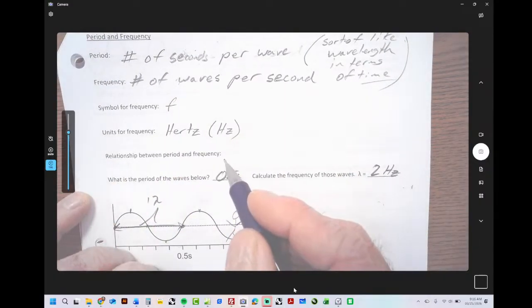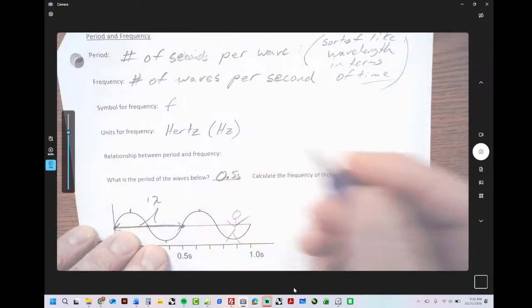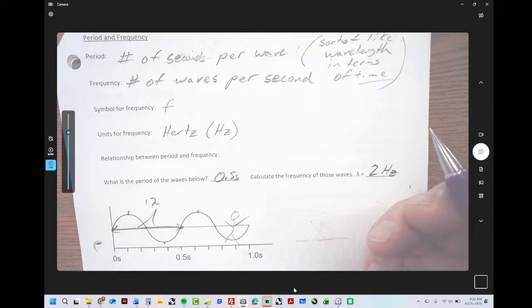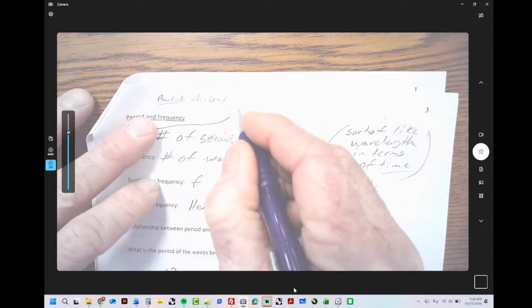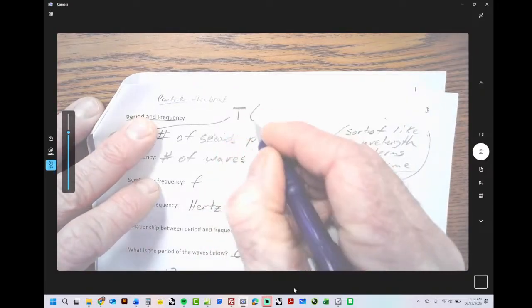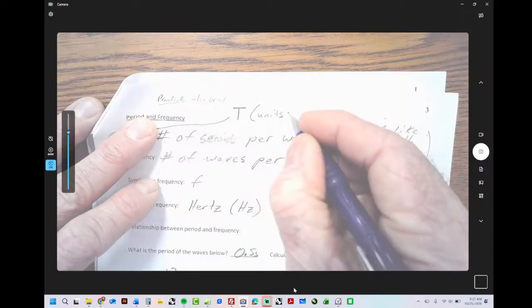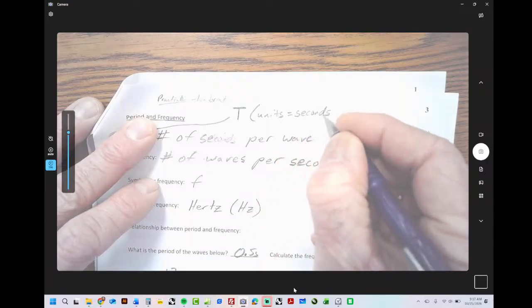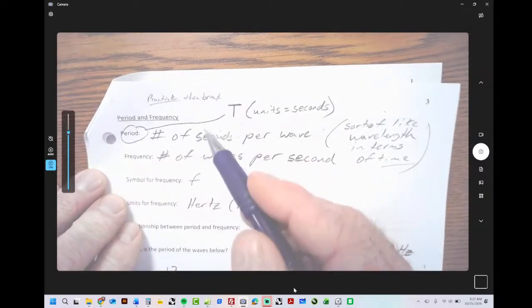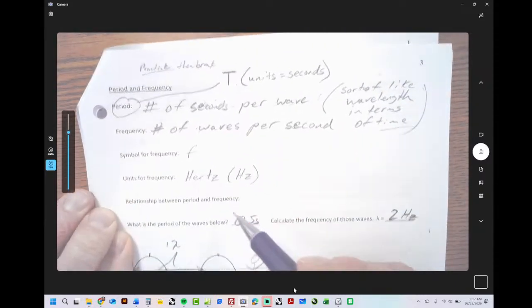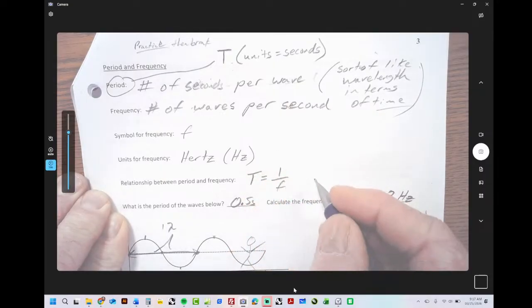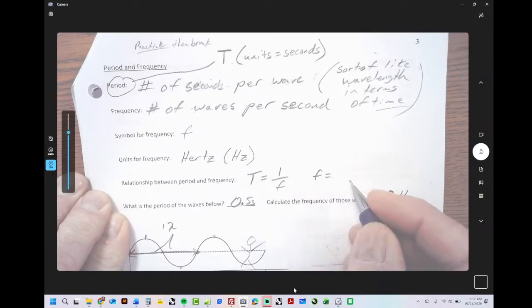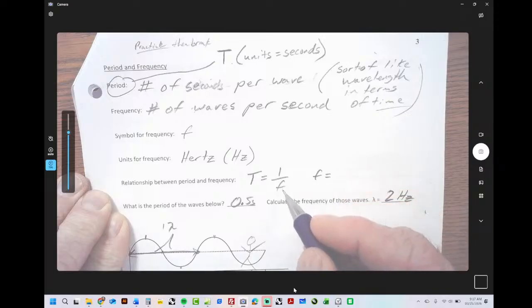And the relationship between period and frequency is, I don't think I ever had you write the symbol for period, so let's do that up here. Period is T, and the units for period are seconds. So that's the period. Frequency is F. The relationship is period equals 1 over frequency. Or, guess what frequency equals? If you solve this for F.